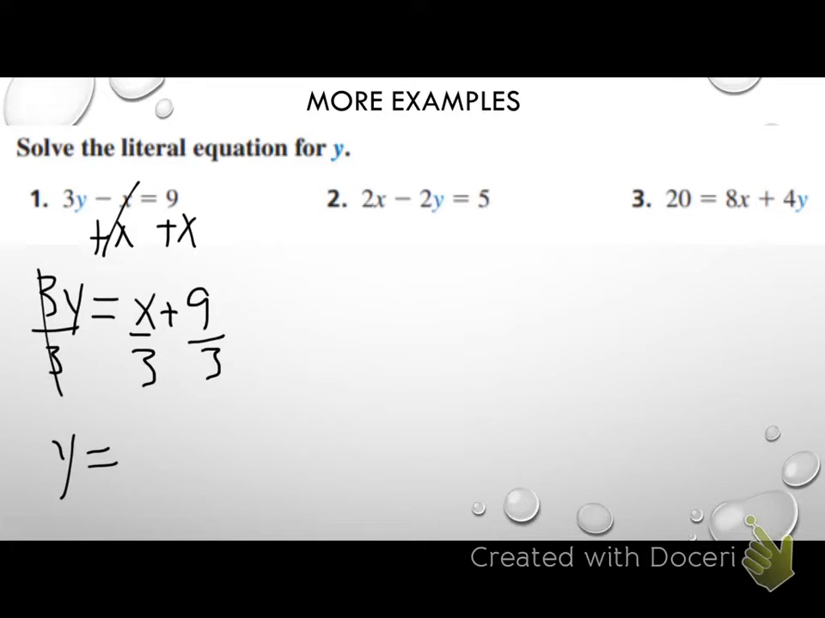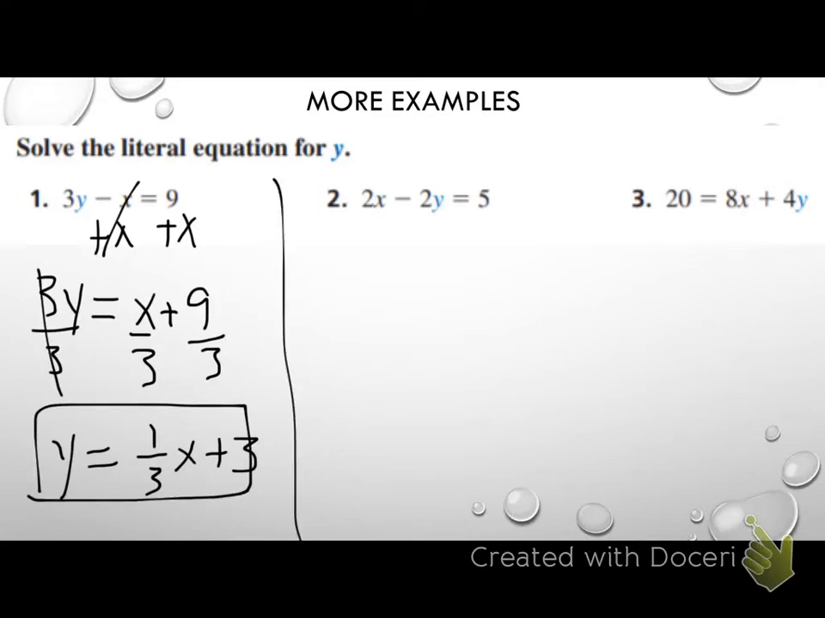So that's a 1x over 3. If I do 1 divided by 3, will that give me a whole number? No. Will it simplify at all? No, so I'm leaving it as 1/3 x. Plus, what's 9 divided by 3? 3. Is y now by itself? Yep, there's my answer.